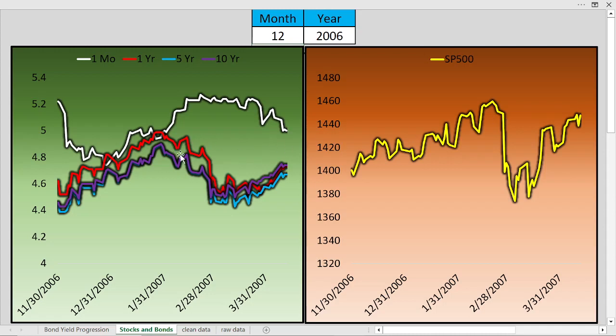Point being, and we can see the confirmation from the red line, the 1 year. The 1 year really, I think, follows closer to the actual market action, meaning the S&P 500. But the 1 month does forecast, I think, to an extent, what may happen down the road in the 1 year.